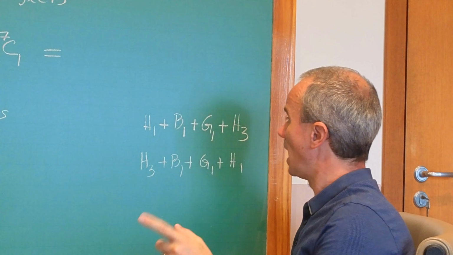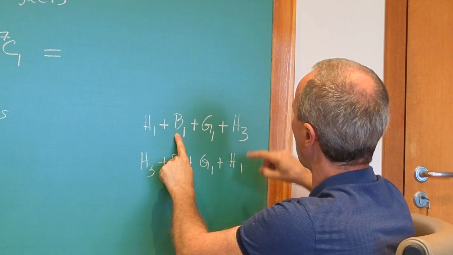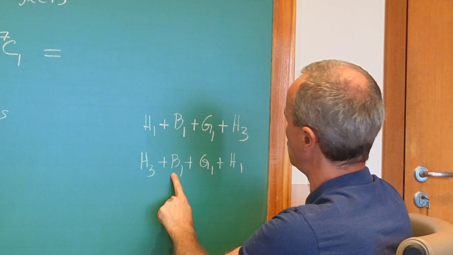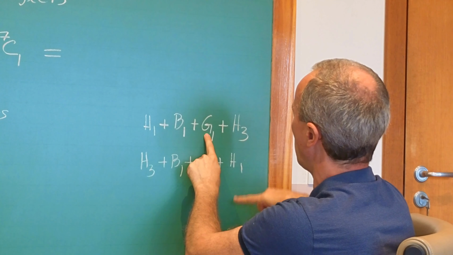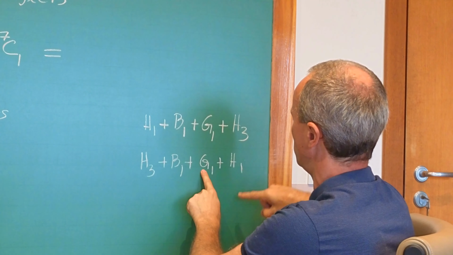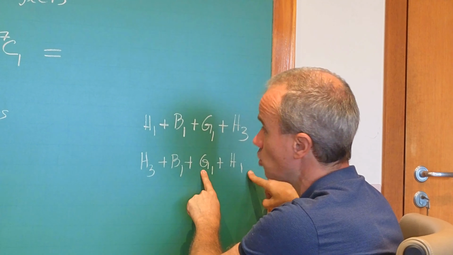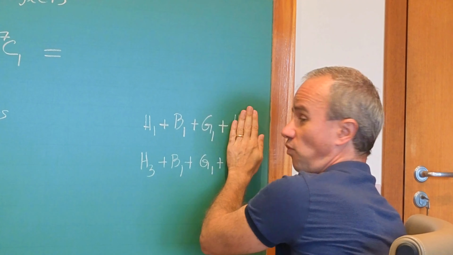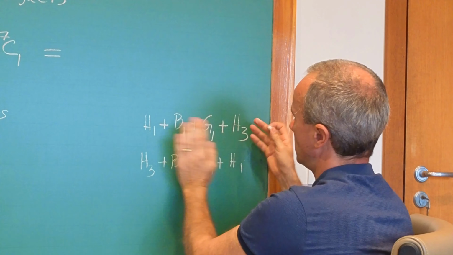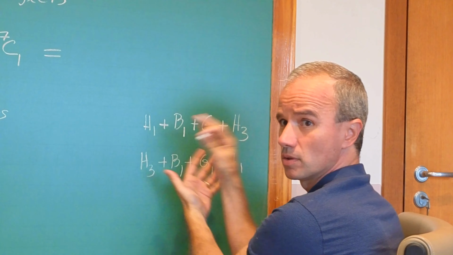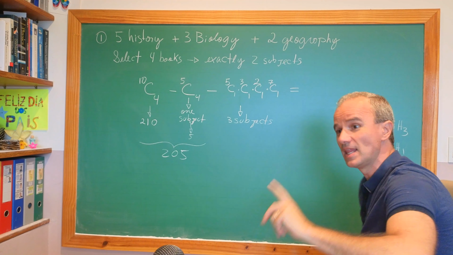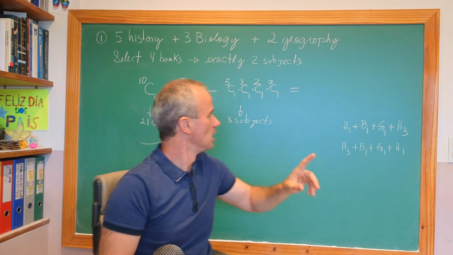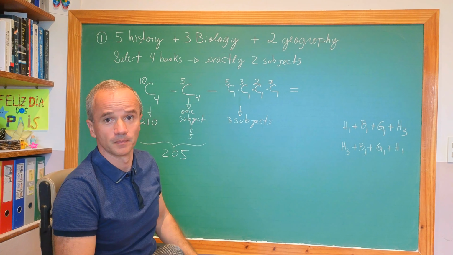More than that, I could have done the same. Biology 1, biology 2, biology 2, biology 1. Geography 1, geography 2, geography 2, geography 1. So can you see that I'm counting twice? Because this fourth book can make this swap. You see? So that is why, now think with me, what should I do with this formula?